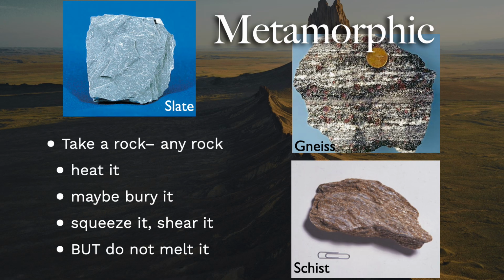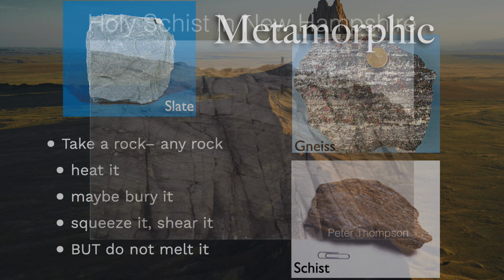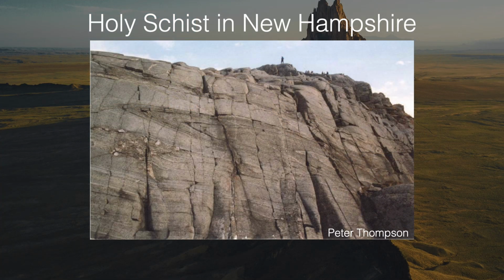Here are some examples of common metamorphic rocks. We have slate up in the left-hand corner. We have some gneiss here with a penny for scale. And we have some schist here at the bottom with a paper clip for scale. Here is a giant example of schist in New Hampshire. You can see some people at the top of this rock for scale. And you can also see some really cool folds happening within this rock layer.